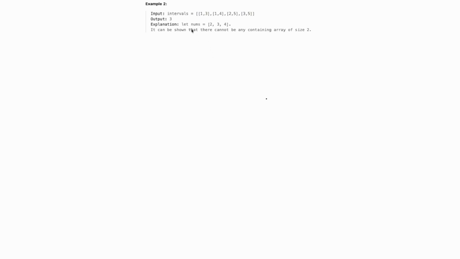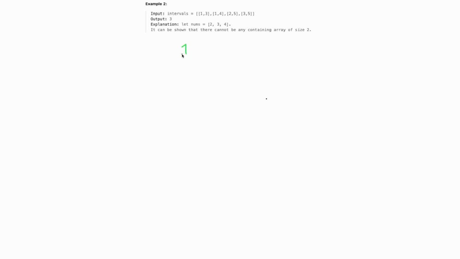So here we have an example, and our requirement is that we need to find the nums array such that all of the elements satisfy one condition. It means that we have at least two numbers in each interval given in the intervals.